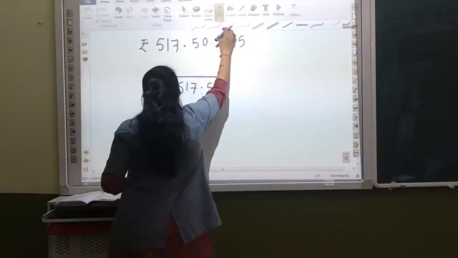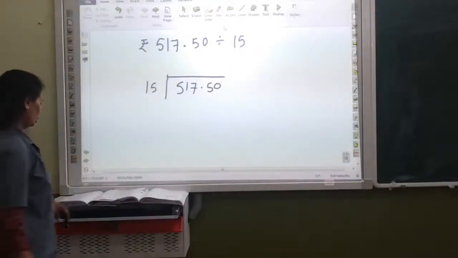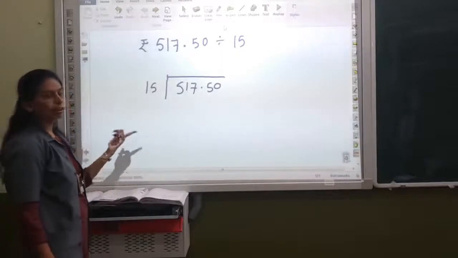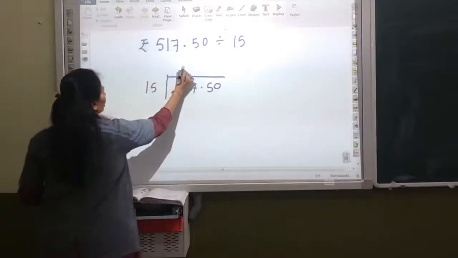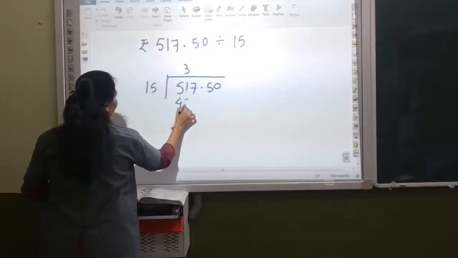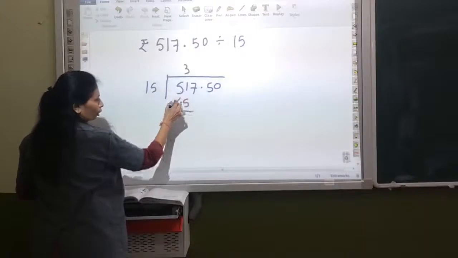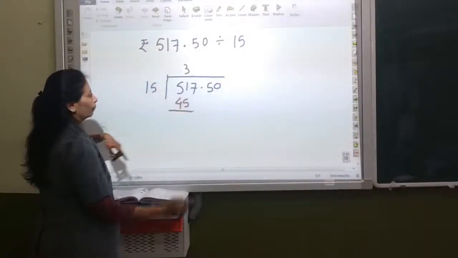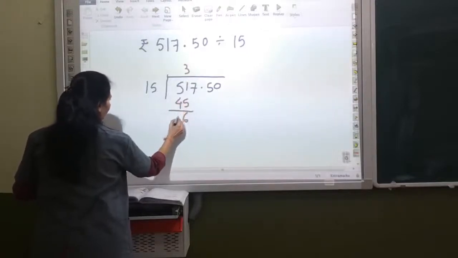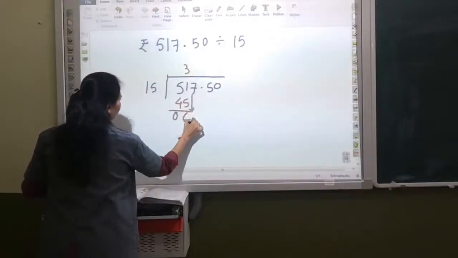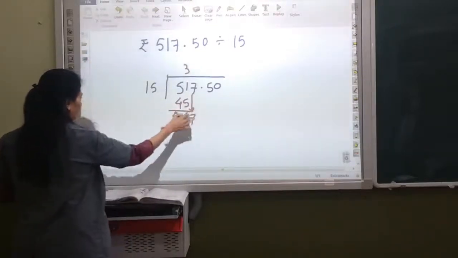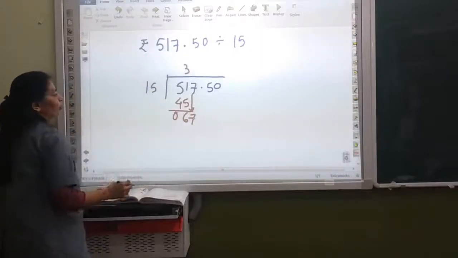Now we use the table of 15. Right. So 15 ones are 15, 15 twos are 30, and 15 threes are 45. So 3 put at the quotient. 15 threes are 45. Now 5 subtract from 1 not possible, so we can borrow from 5. Right. So here 11 minus 5 is equal to 6, and 4 minus 4 is equal to 0. Now bring down 7. Right. So here 67.